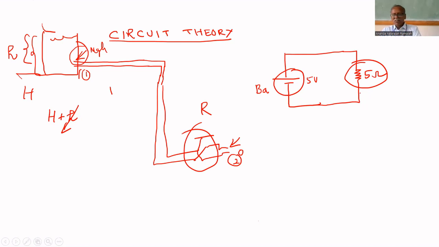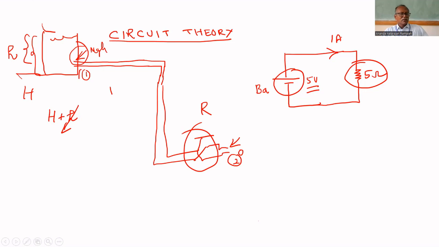Because you cannot see the flow of electrons, we have to imagine like that. But you can see the water flow rate. So across this 5 ohm, the potential difference is 5 volt. That's why the current through this is, I can say, 1 ampere. How did we get it? By Ohm's law.